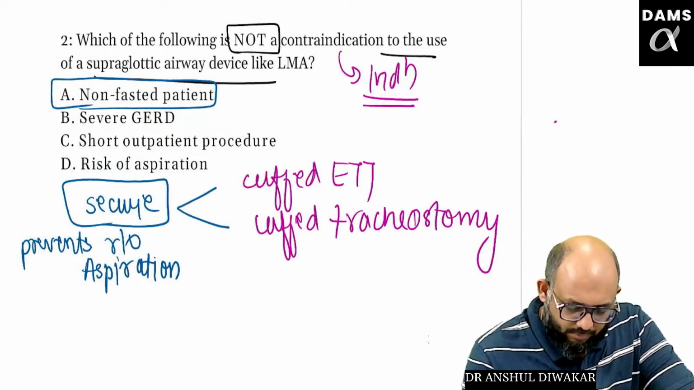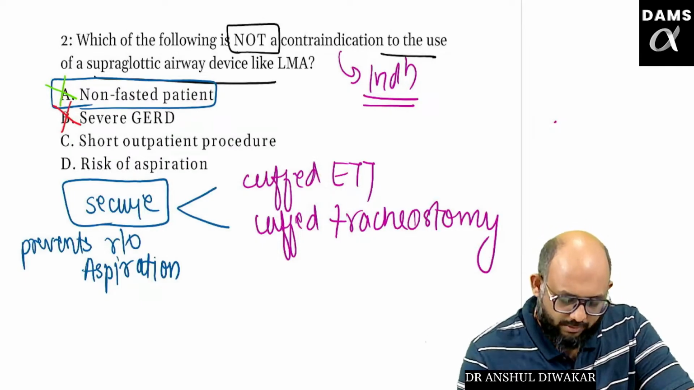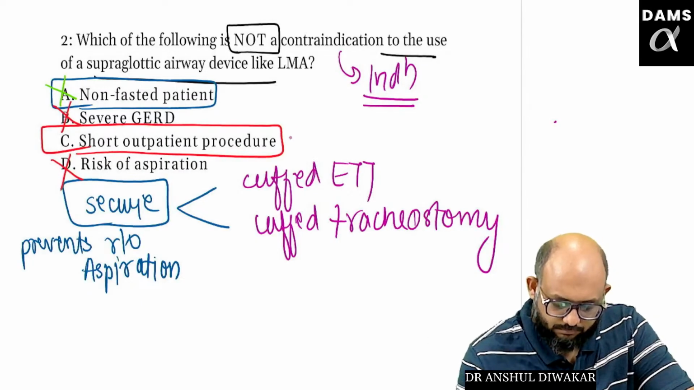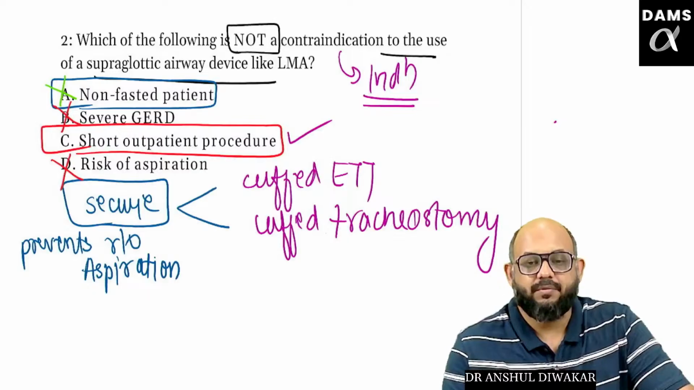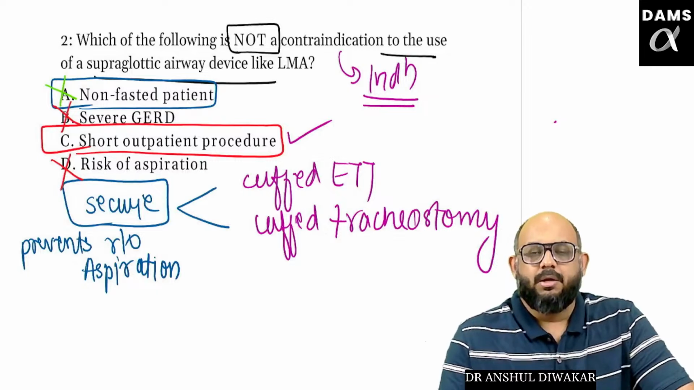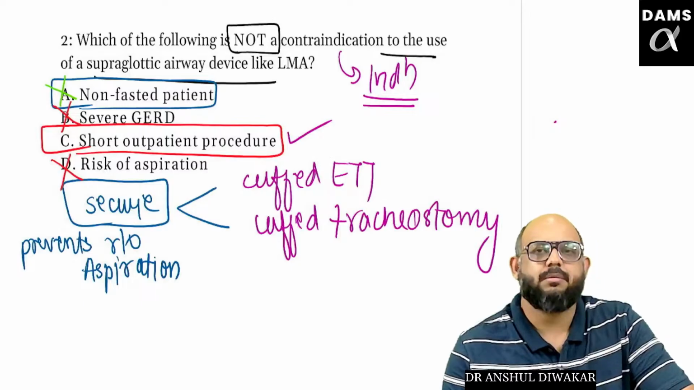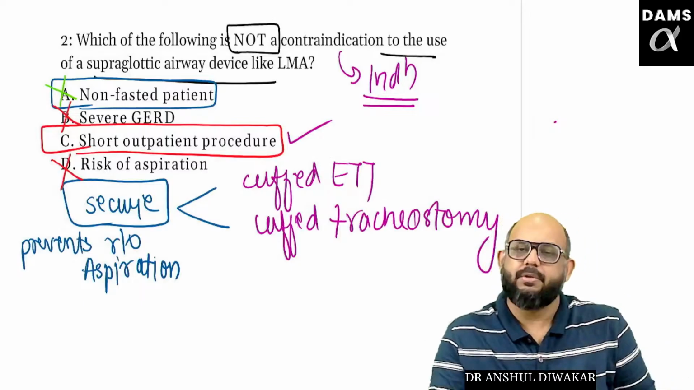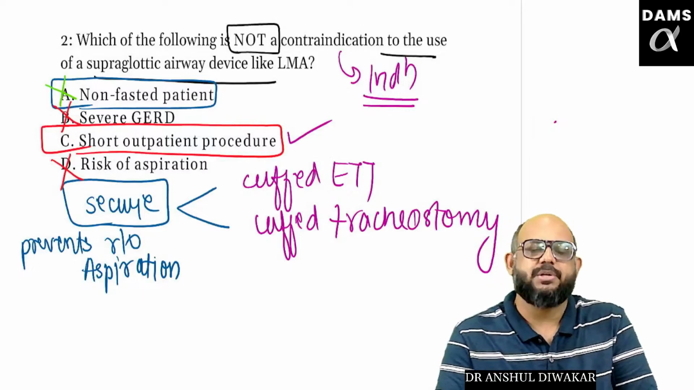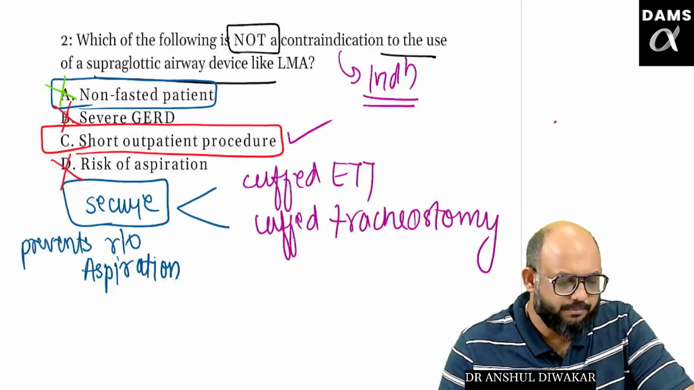So can you give it in a non-fasted patient? No. Severe GERD, risk of aspiration? No. Risk of aspiration per se? No. A short outpatient procedure is where you can give it, and we know outpatient procedures are always elective, and in elective the patient is fasted. Why short? Because long-term ventilation with a supraglottic airway device can become risky, because some amount of air will keep entering the esophagus, and through that it will keep on inflating the stomach and the patient can regurgitate. So we try to limit the duration of use to short-term use.